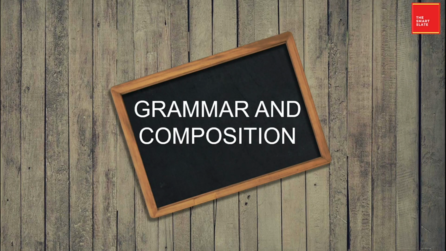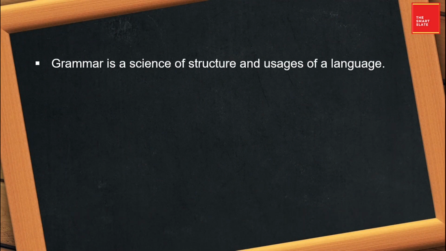Next is grammar and composition. All those terms which we discussed right now are important to understand grammar and composition. So basically, what is grammar and composition? Grammar is the science of structure and usages of a language. Like how a language can be used in different ways. How the structure or body of the content is formed, how we can use it, how we can modify it, how it is written, all that is grammar.